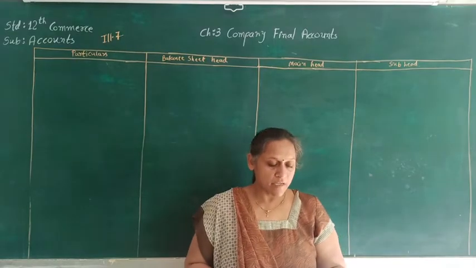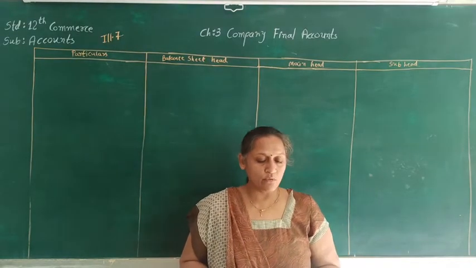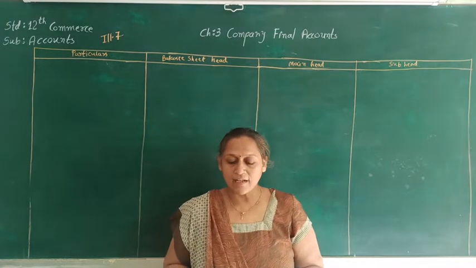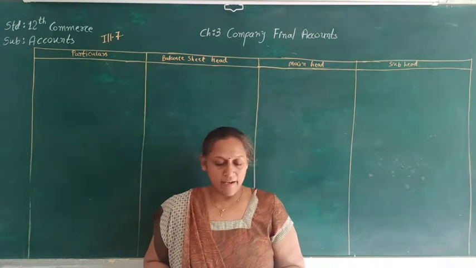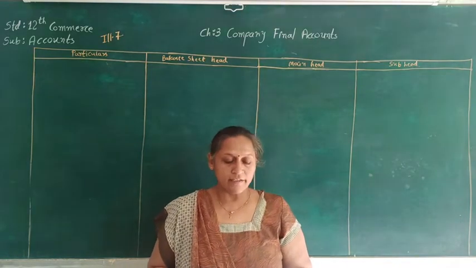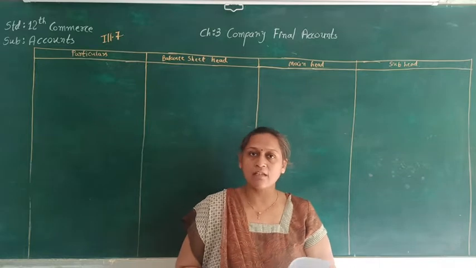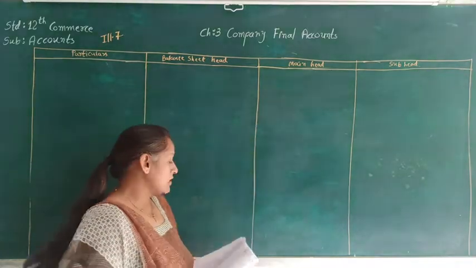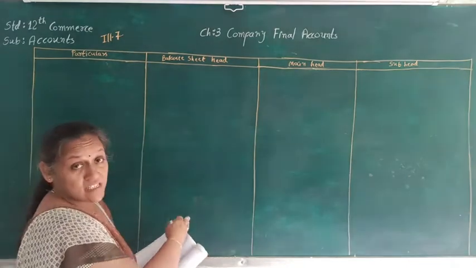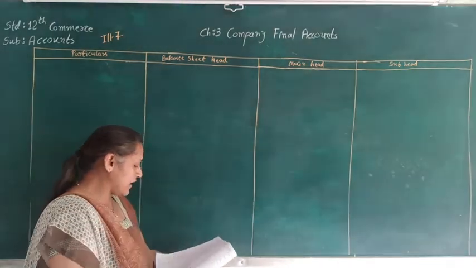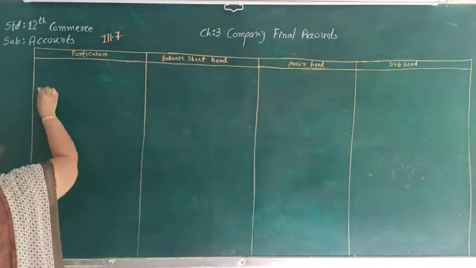See illustration number 7. How will you show the following balances in the balance sheet of the company as per Schedule 3 of the Companies Act 2013? So here we have to show the balance of these accounts in the balance sheet, with the main head and then the subhead. So let's see. Very first is loose tools.